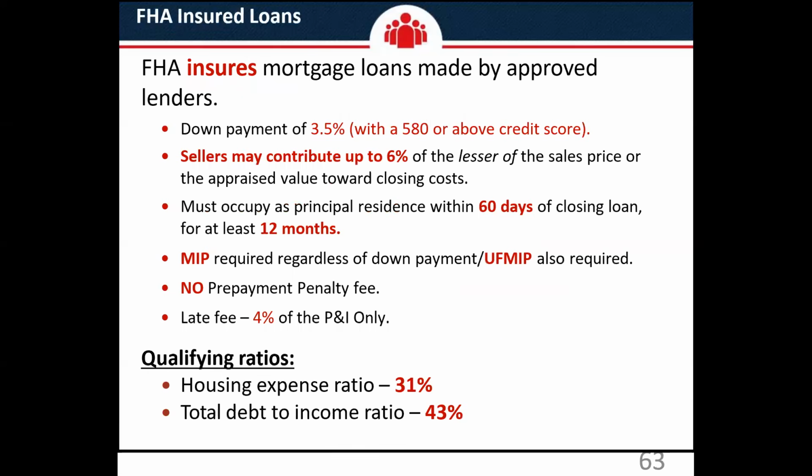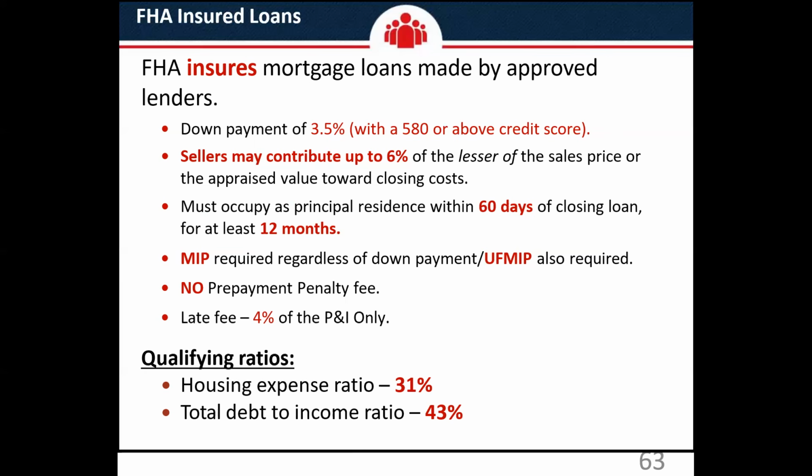FHA, what do they do? So people understand, FHA insures mortgages. The mortgage loans are not made by FHA. FHA does not make loans. All loans for FHA, VA, and conventional are made by approved lenders. No matter whether it's government or non-government, the lenders are the banks. The banks get themselves approved with the various programs that are out there. So the banks are making the loans. FHA insures the bank.